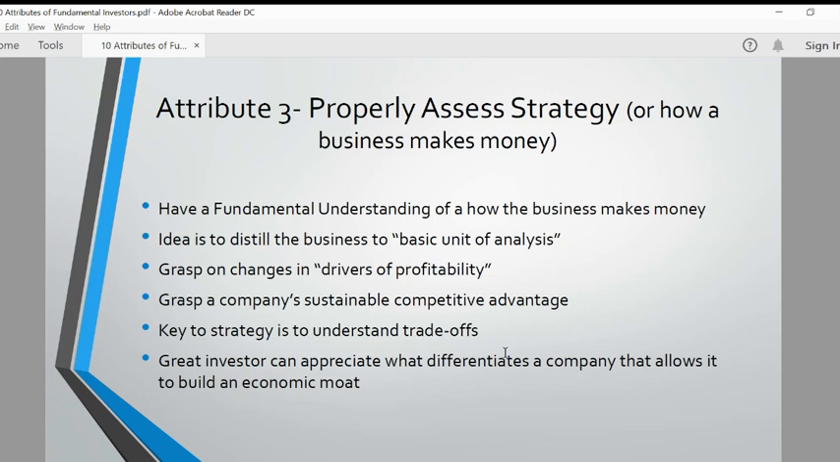Great investors also tend to have a sound grasp of the company's sustainable competitive advantage. The key to strategy is to understand the trade-offs. So great investors can appreciate what differentiates a company that allows it to build a moat. Strategy and operational effectiveness are two things which the author talks about in this particular attribute. More details are available in the paper.